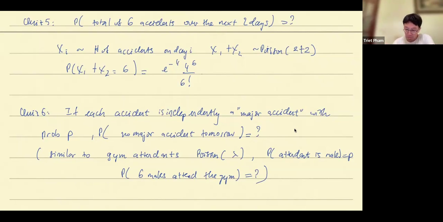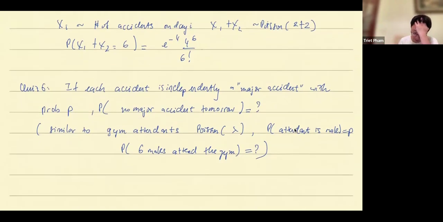And so let's just look at it from a fresh point of view. We don't know anything. So no major accident. How could that happen? So let X be the number of accidents tomorrow.